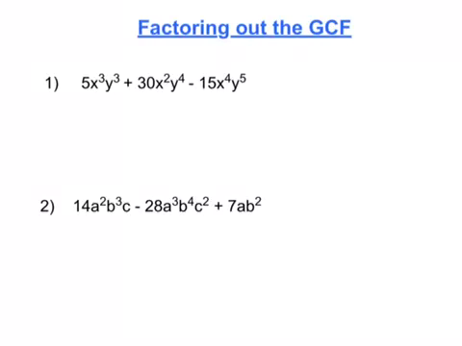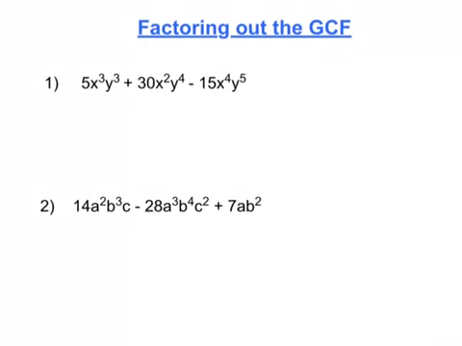In this video, we'll be discussing factoring out the GCF, also known as the greatest common factor. Now, what you want to do is, if you start off with an expression like we see here in number 1, take a look at each individual term and decide what is the greatest factor that divides evenly into each of these terms.